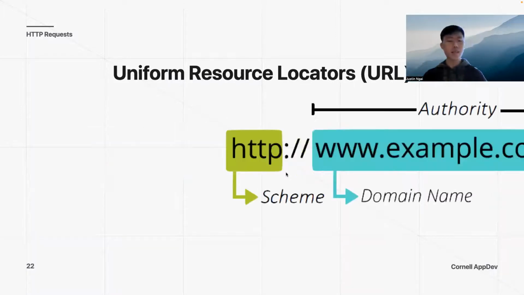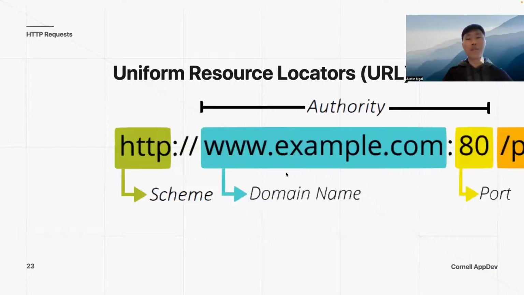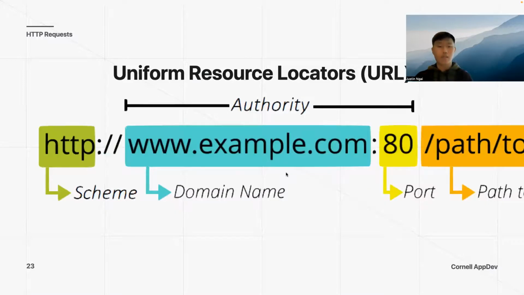So first, this is called the scheme. It's HTTP or it could be HTTPS. The S stands for secure. Most modern sites use HTTPS because I think it's required actually for Safari. But the idea is that you don't really have to care about this. It's just there. What matters though is this is what we call a domain.